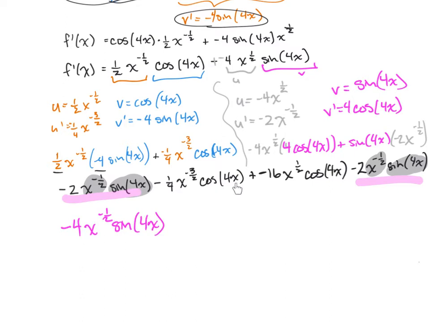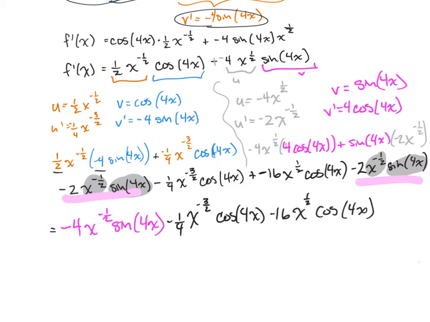Unfortunately, my cosine of 4x here and my cosine of 4x here won't play as nicely because this is negative 3/2 and this is 1/2. So I'm just going to leave the rest of it as is, like negative 1/4 x to the negative 3/2 cosine of 4x minus 16x to the 1/2 cosine of 4x. Whew, buddy. Okay, so all of that is f double prime of x.